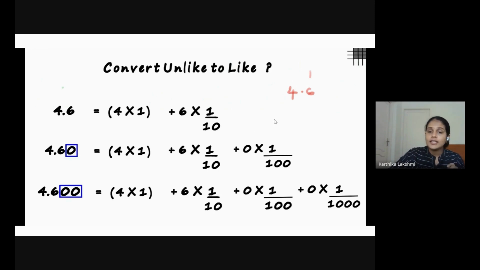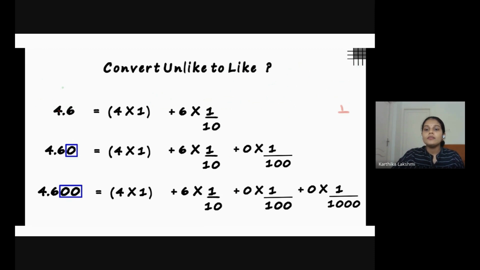The 4 is the unit digit and the 6 is the tenth digit. We represent it like this: 4 into 1 plus 6 into 1 by 10. Because it's a decimal number, that's why 1 by 10. As I already said, we represent the denominator as a power of 10. So this is the unit digit and this is the tenth digit, that's why 1 by 10. We can represent 4.6 like this.